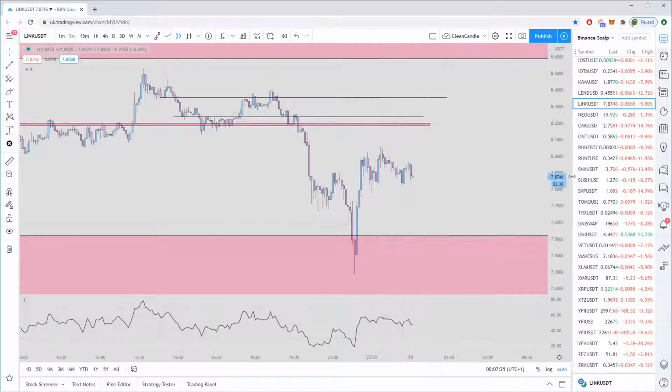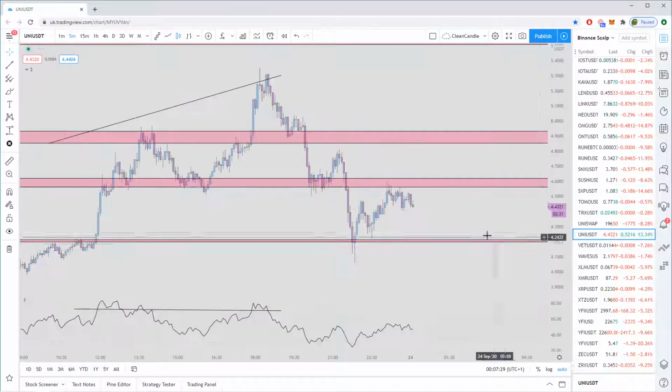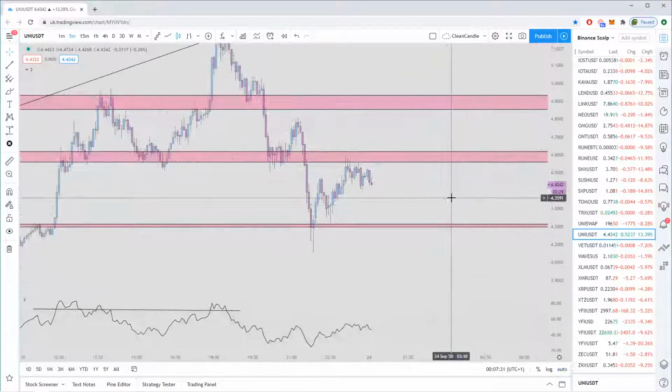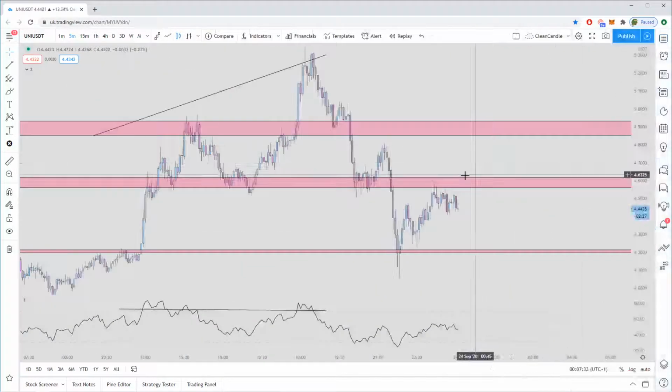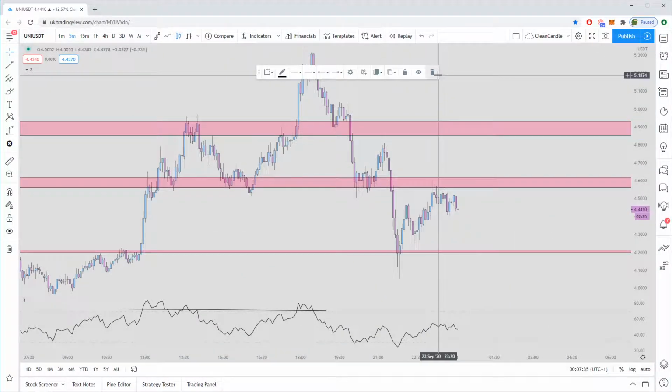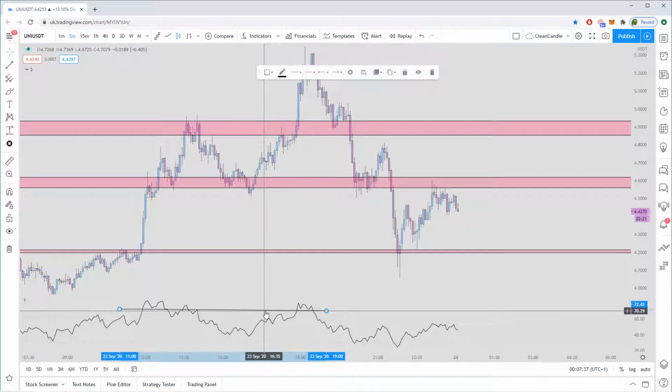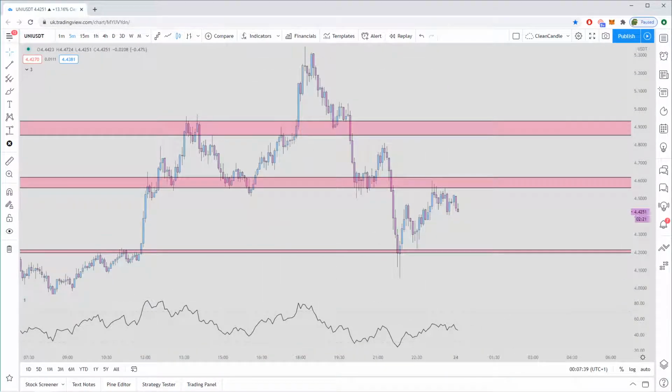So let's take a look at something like UNI. It's probably better than LINK right now to take a look at. And you can look at this from two different perspectives. Okay, we can look at a support and resistance perspective, and then we can also take a look at what it looks like from a divergence perspective as well. So we'll take a look at a couple of different options in here.